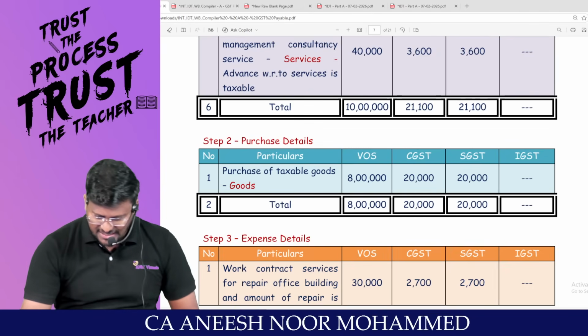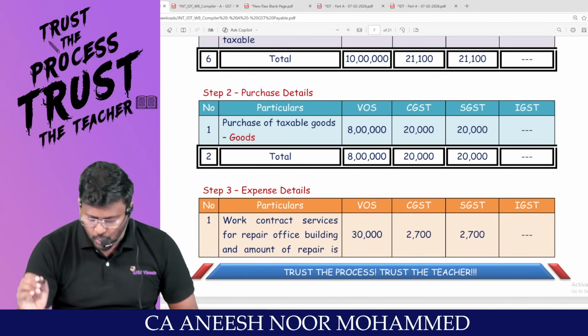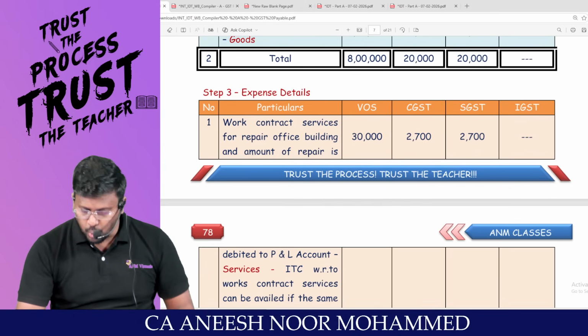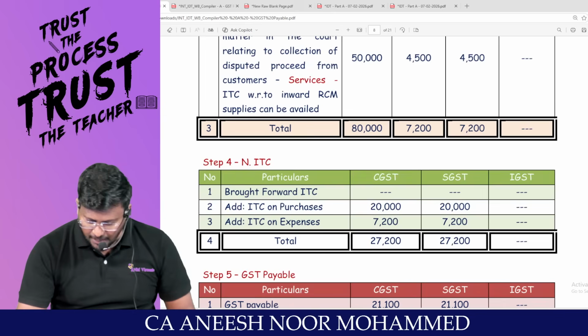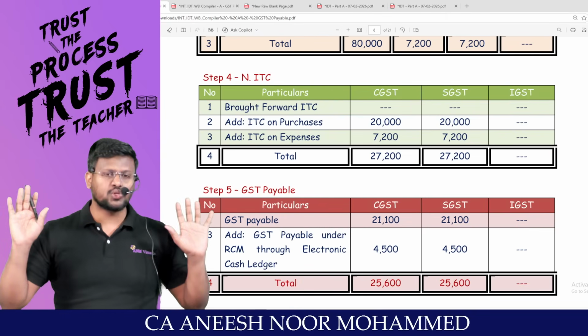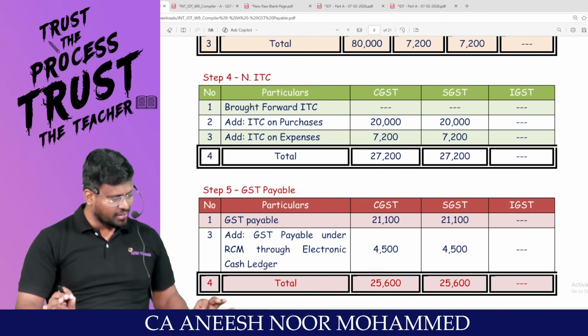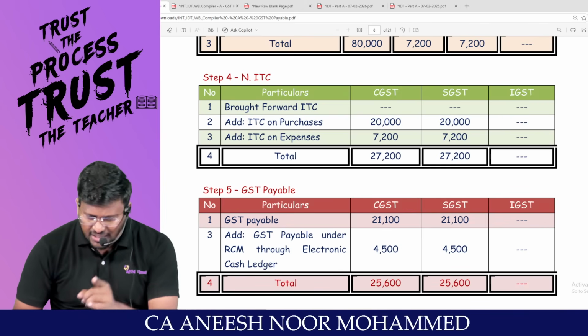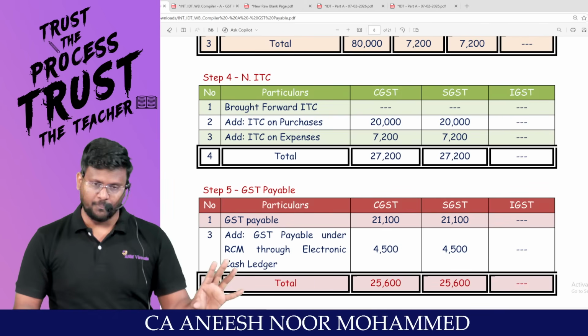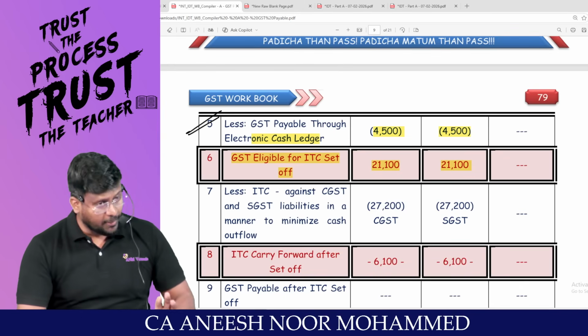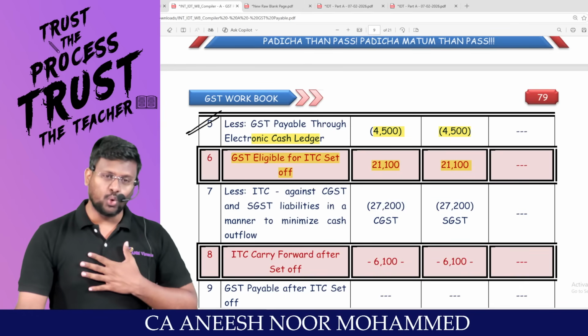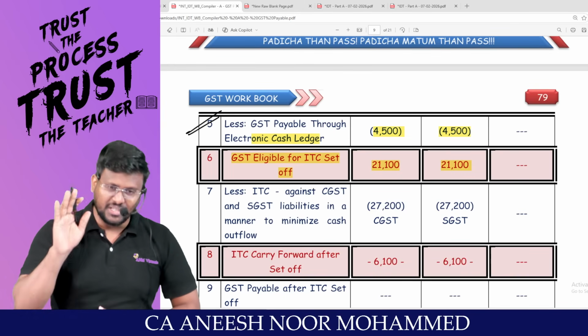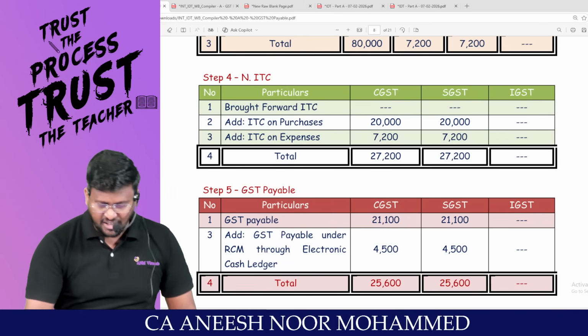How much ITC am I having? 20,000 and 20,000 ITC I am having, and 2,700 and 2,700 I am having. That means 27,200 and 27,200 I am having. Let me ask you the first question. Whether I am having IGST credit? No. Whether I am having IGST payable? No. So I have to deal only with the CGST credit with the CGST payable and SGST credit with the SGST payable.